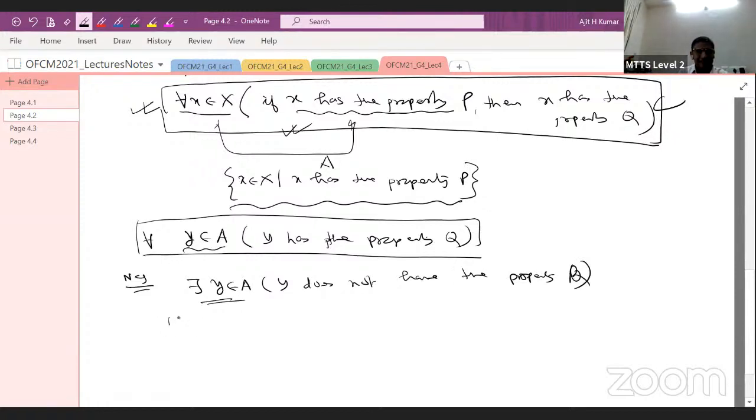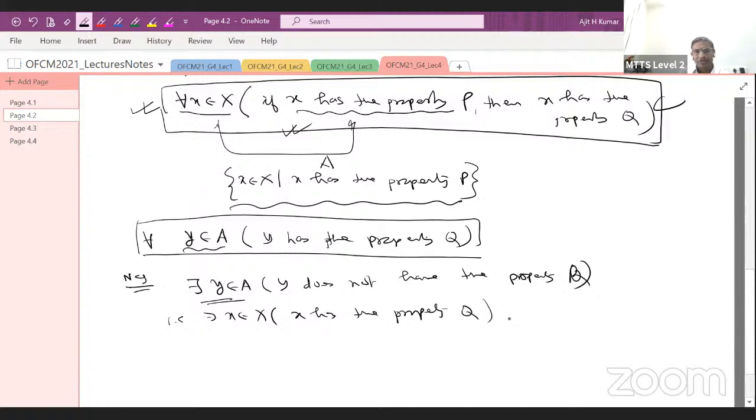That is the same as saying, there exists x in X such that x has the property P, but x does not have the property Q.